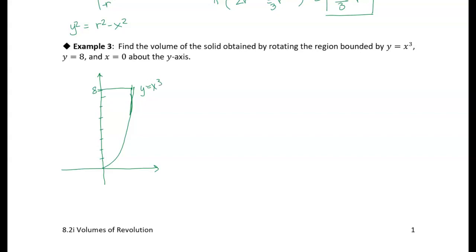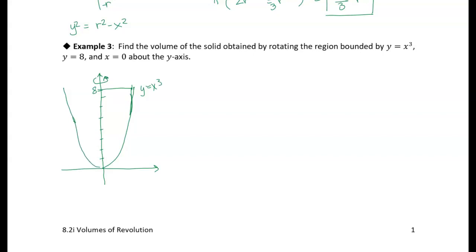Okay, so it's this region here between the y-axis and the curve. And we're going to rotate this around the y-axis. So what's that going to look like? We can kind of draw the mirror image over here. Let's see if I can draw it decently.